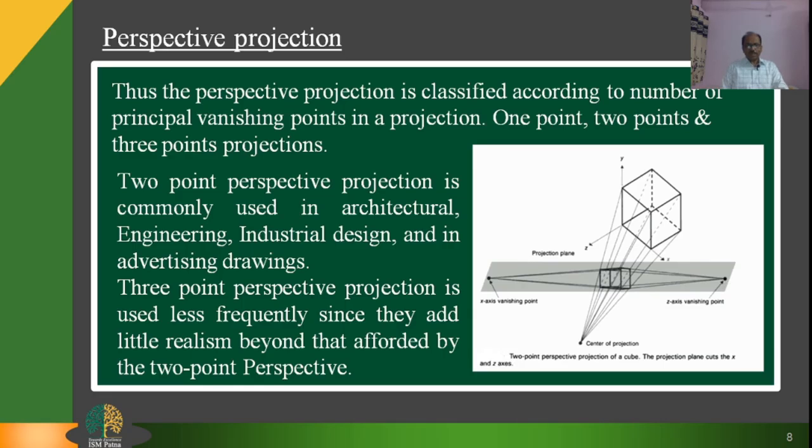Thus, we see that perspective projection is classified according to the number of principal vanishing points in a projection: 1 point, 2 point and 3 point projections. 2 point perspective projection is commonly used in architectural engineering, industrial design and in advertising drawings. 3 point perspective projections are used less frequently since they add little realism beyond that afforded by the 2 point perspectives.